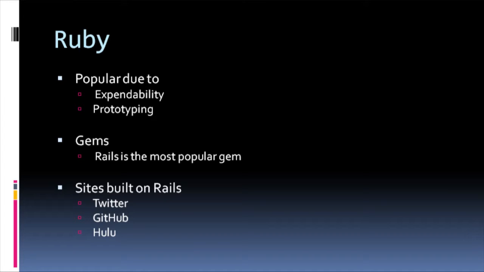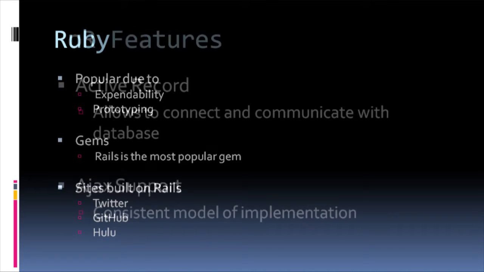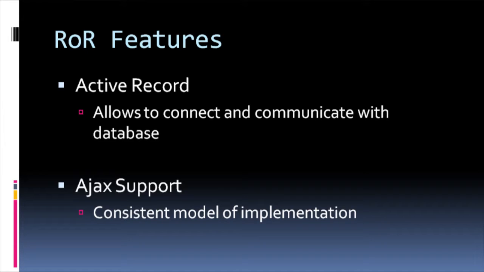Rails is one of the most popular gems that Ruby has to offer. Many popular websites use Ruby on Rails, such as Twitter, GitHub, and Hulu. Ruby on Rails is a framework that offers many useful and easy-to-use features such as Active Record and Ajax. Active Record is Ruby's way to connect and communicate with a database such as MySQL. Rails has built-in functions that write Ajax for the programmer.